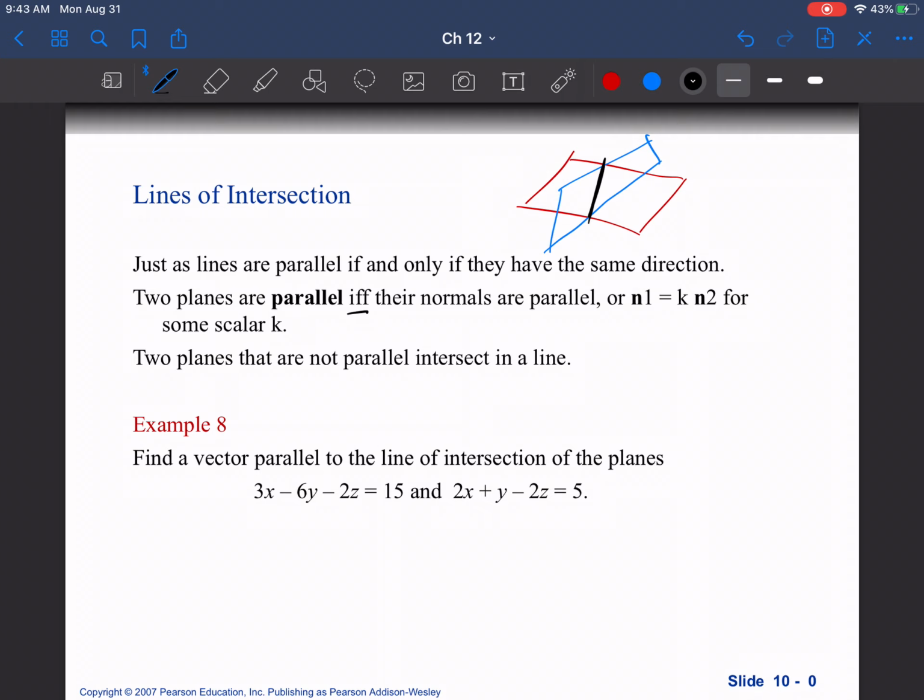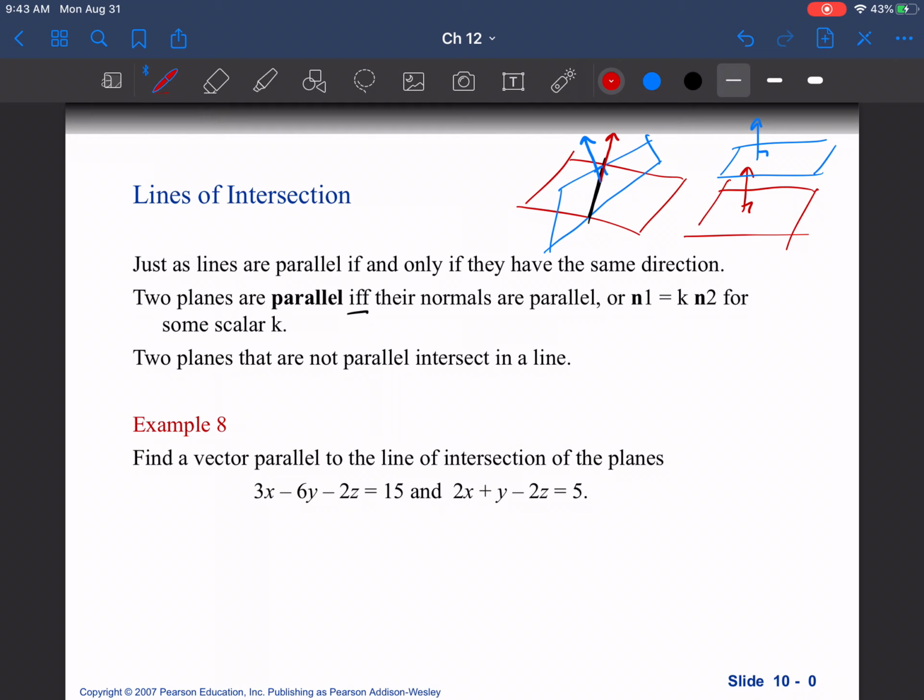Because if I look at this one right here and I draw its normal like that, and I draw this other one's normal like this, well, the two planes aren't parallel, they're crossing, and their normals aren't parallel. However, if I have a plane like this, and its normal is like this, and then I have another plane that's parallel to it, well then its normal is also going to be parallel to the other one's normal. They're both parallel to each other. And so you can simply check the normals to see if two planes are parallel.